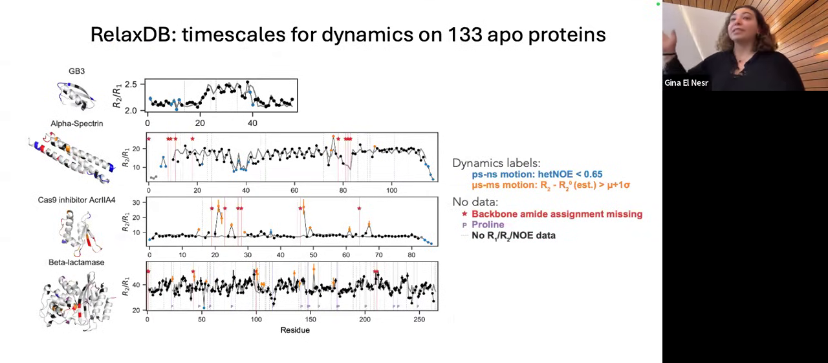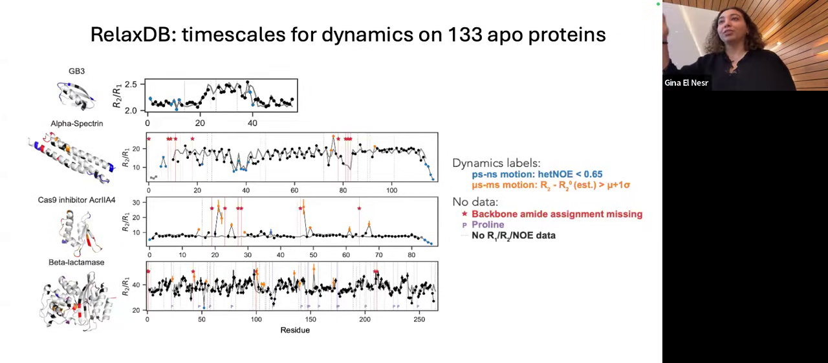And so for all of these different data sets, we were able to identify for every residue what the dynamics label is. So is that residue likely experiencing picosecond, nanosecond motion? Is it experiencing microsecond, millisecond exchange? Or is there actually no data there? We couldn't see the peak on the spectra, or we weren't able to assign the peak on the spectra.